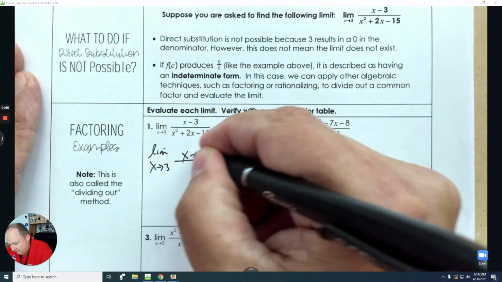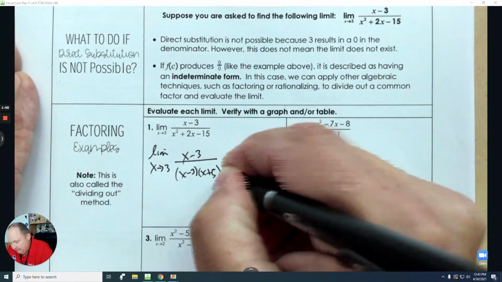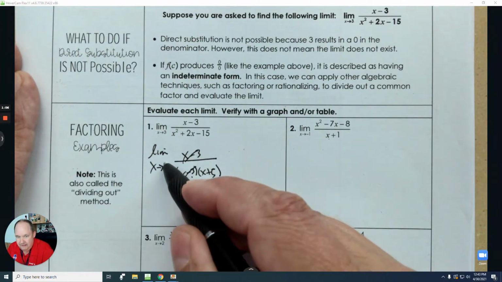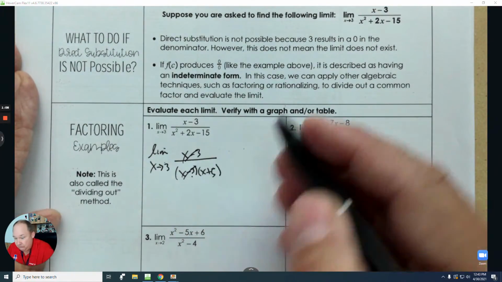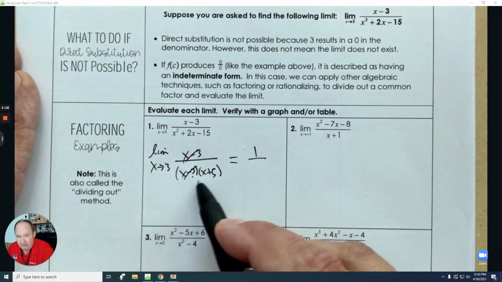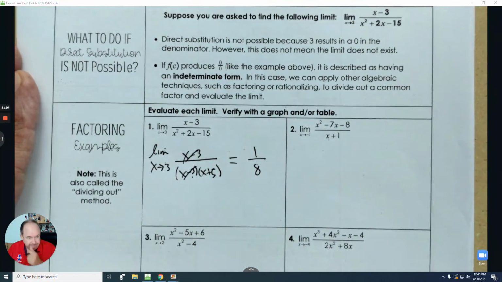So in the denominator, if I factor it, the two numbers are -3 and +5. We can remove the discontinuity that allows 3 to give us 0. So then what we're left with is 1 in the numerator and then 3 for x. That gives us the answer 1/8.